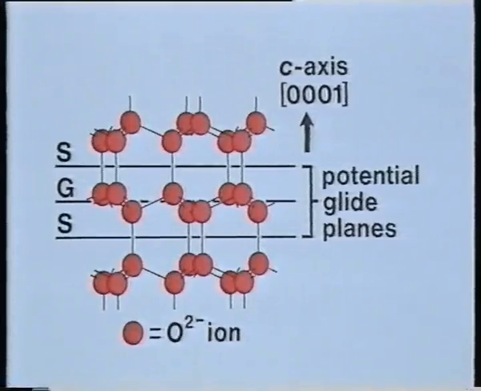In ice, the dominant glide plane is parallel to the basal plane, which occurs between the puckered hexagonal rings of oxygen ions in red. The glide can occur either parallel to the shuffle set of oxygen ions, S, or the glide set, G. The C-axis, or 0001 crystallographic axis, is perpendicular to the glide planes.